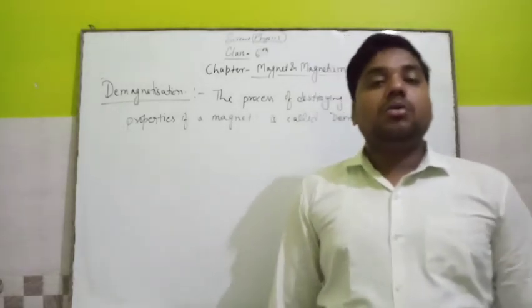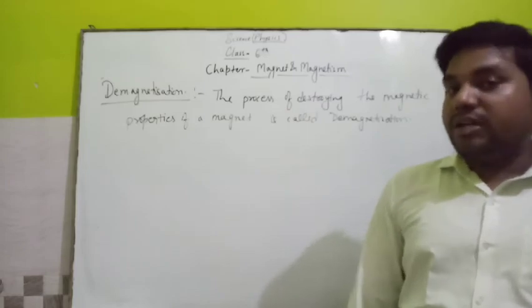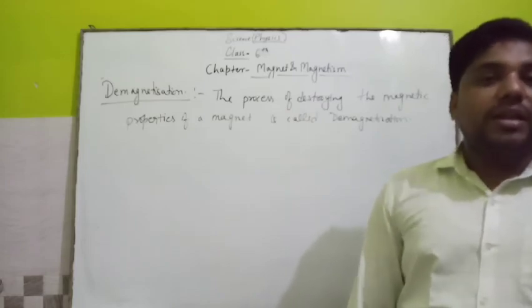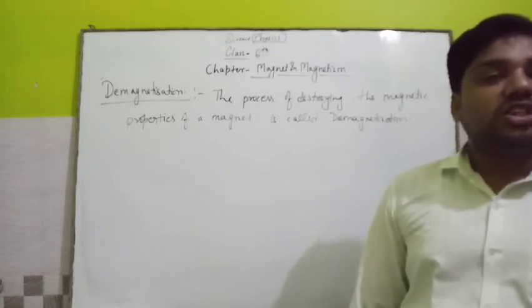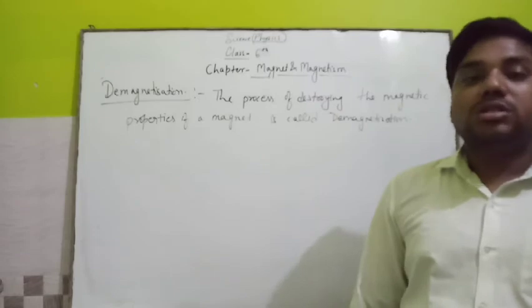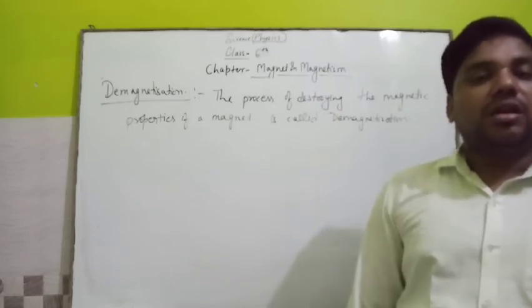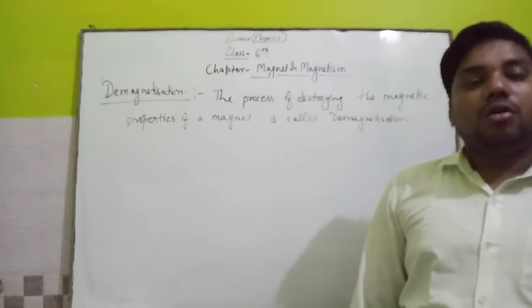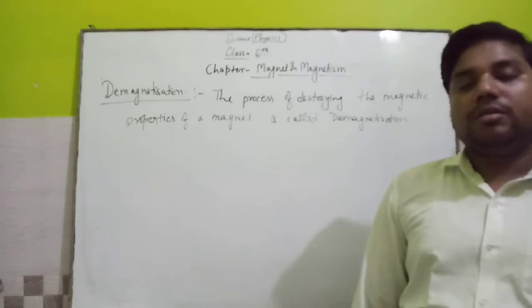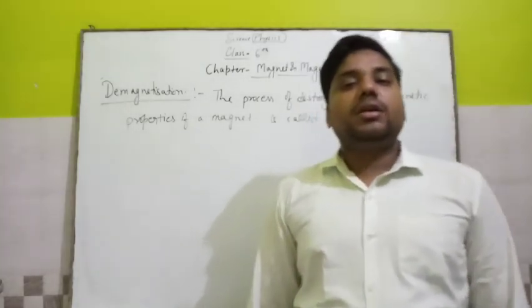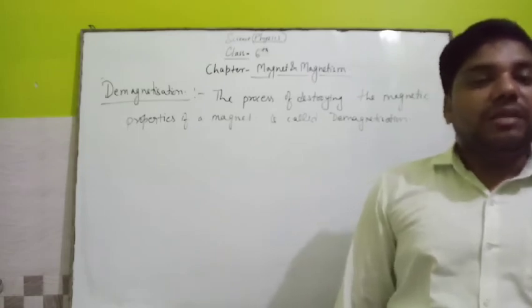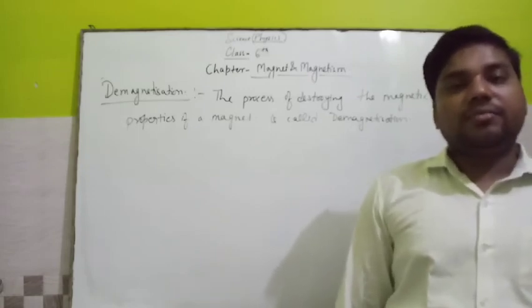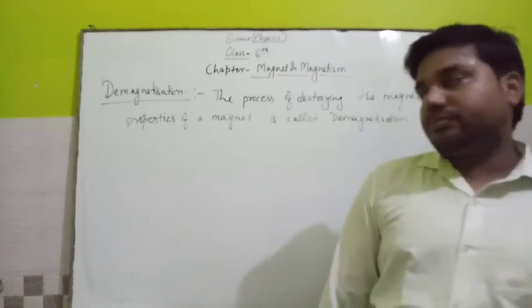But how do you do this? After demagnetization, the material or the magnet does not show the property of attraction or repulsion, because they lose their property of attraction and repulsion. They are demagnetized. Now there are some methods by which you can demagnetize a magnet. Let's see what they are.